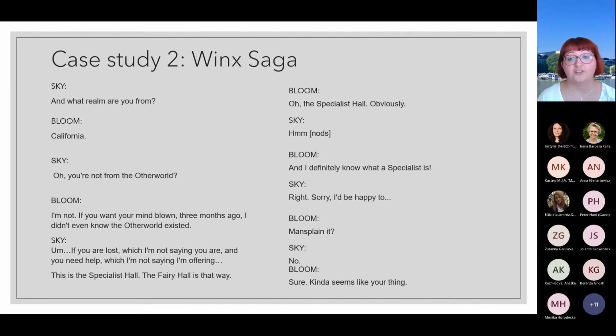So she says, and I definitely know what a specialist is. Again, she has no idea. And he says, oh, sorry. But then she doesn't want him to be in control and treat her as if she doesn't know. So she interjects, and he says, I'd be happy to help. And she says, mansplain it? He says, no, sure, kind of seems like your thing. So she's implying. Again, there's a lot happening here that is not what is said, but what is implied.